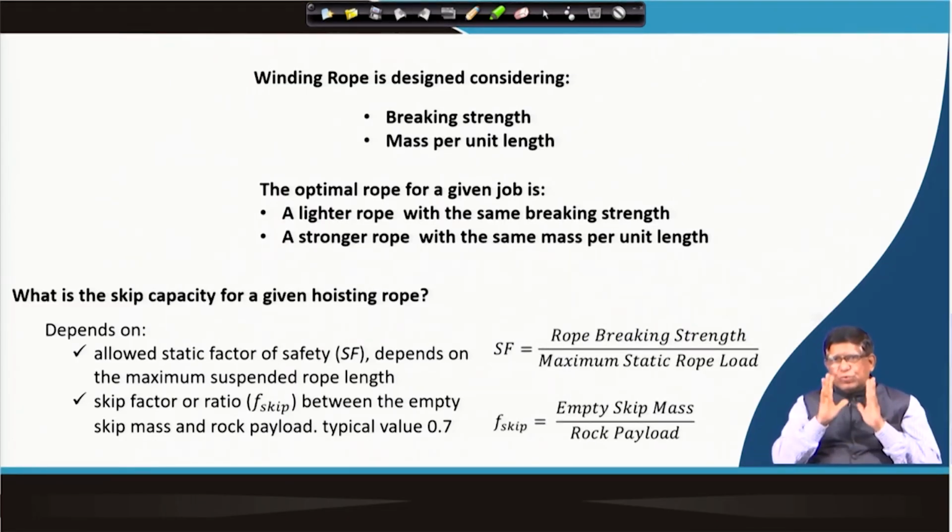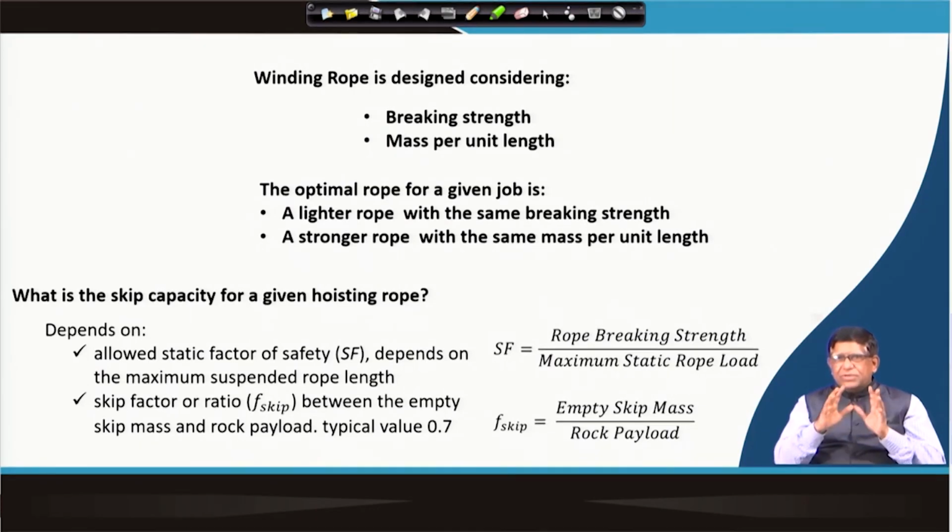So these two things are important while discussing the design of a winding system: the static factor of safety. We are not talking about the dynamic one, just the maximum the rope can do, that is the rope breaking strength and the maximum static rope load. This rope load has its own self load plus whatever you are adding externally.